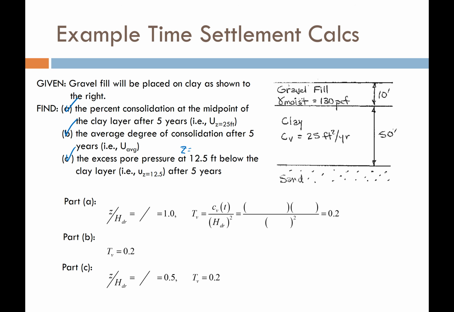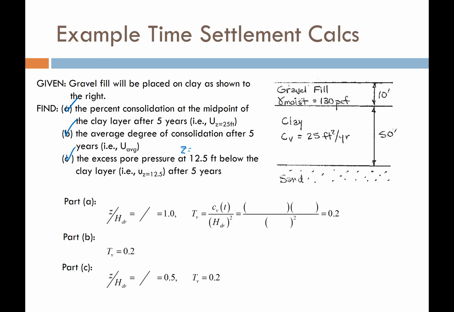So those are the three things I want to solve. Okay, and we're going to use our isochrones to do this. So we need to solve our normalized depth parameters, Z sub HDR, to do this. So for part A, I want to go halfway down into my clay.